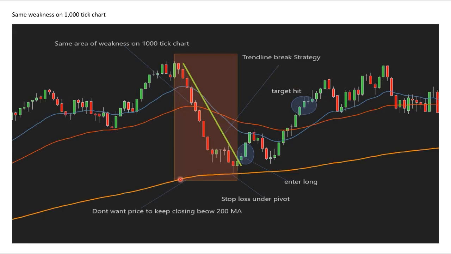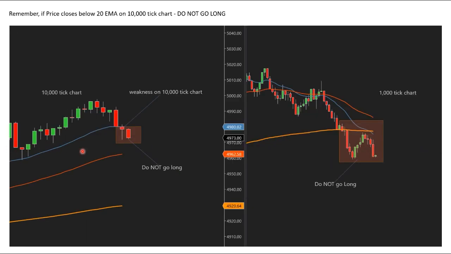Now, remember, if price closes below the 20 moving average on the 10,000 tick chart, it's going to look like this on the 1,000 tick chart. That's under the 200. We don't take trades for the long side. Do not go long.